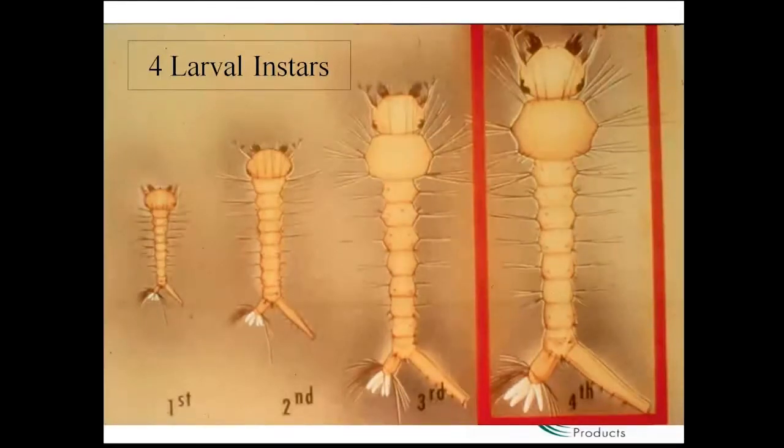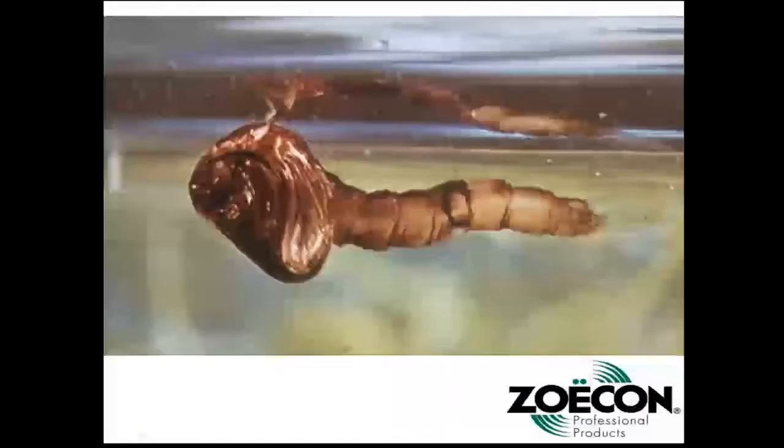A lot of toxicants that you use in water are pretty specific. They'll kill mostly 2nd and 3rd instars, but if you have very young ones or very old ones, they're not going to get a good dose and get some mortality. So as they grow, they just get bigger, and then when they're ready, they become pupae.